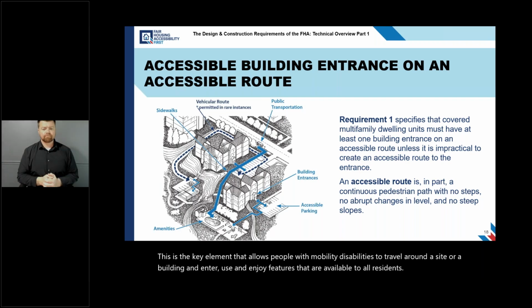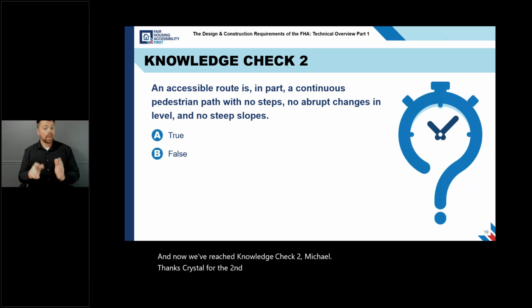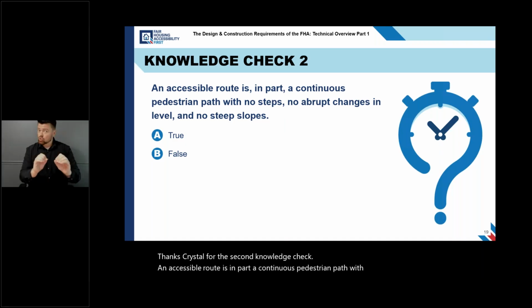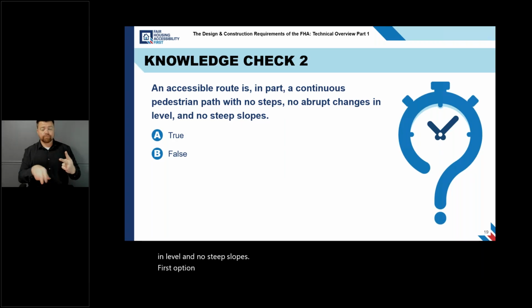And now we've reached knowledge check 2. Michael? Thanks, Crystal. For the second knowledge check, an accessible route is, in part, a continuous pedestrian path with no steps, no abrupt changes in level, and no steep slopes. First option is true. The second option is false. So let's go ahead and launch this poll.